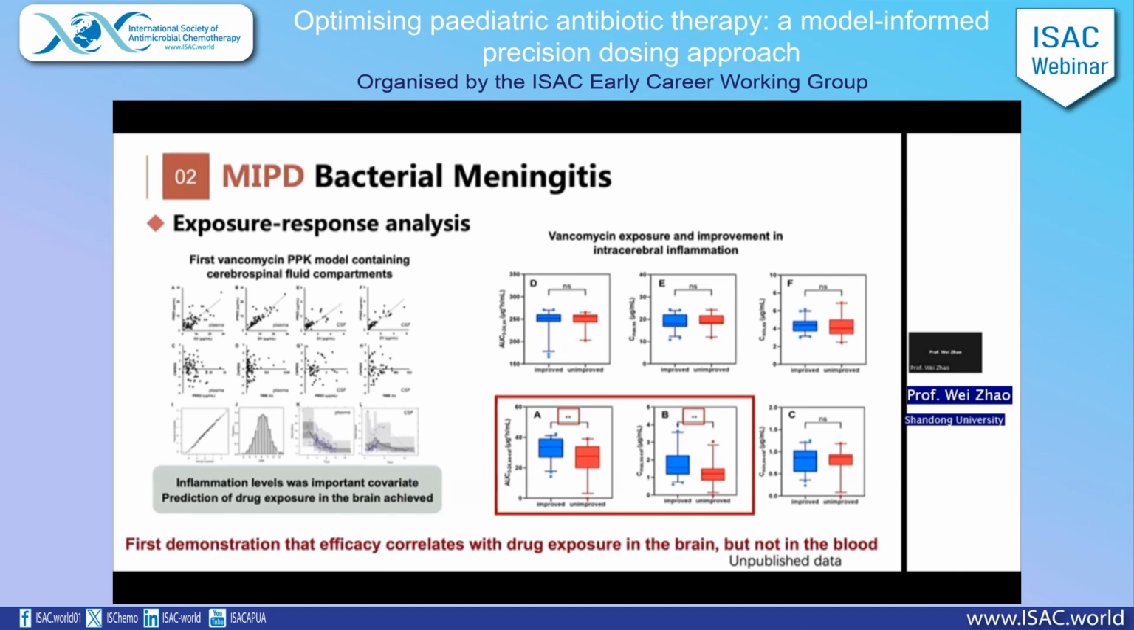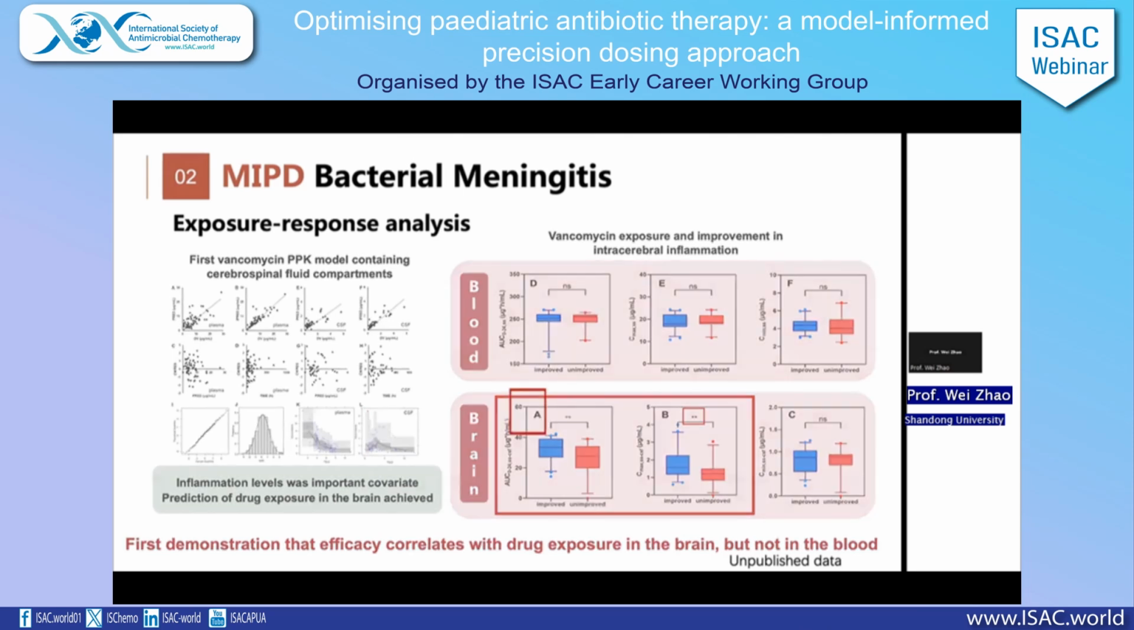We have shown that in plasma, there's no relationship between the AUC and the clinical improvement represented by the CRP and also other markers. But when we use the model to predict the CSF concentration in the brain, you can see on the right side, the AUC and the Cmax are linked with the improvement of the treatment. So this is the first study where we can show the model-based result. We use the plasma and CSF model, and we can predict the CSF concentration in individual patients. And based on the CSF exposure, we can optimize the efficacy for these patients. This is blood and this is the brain data.